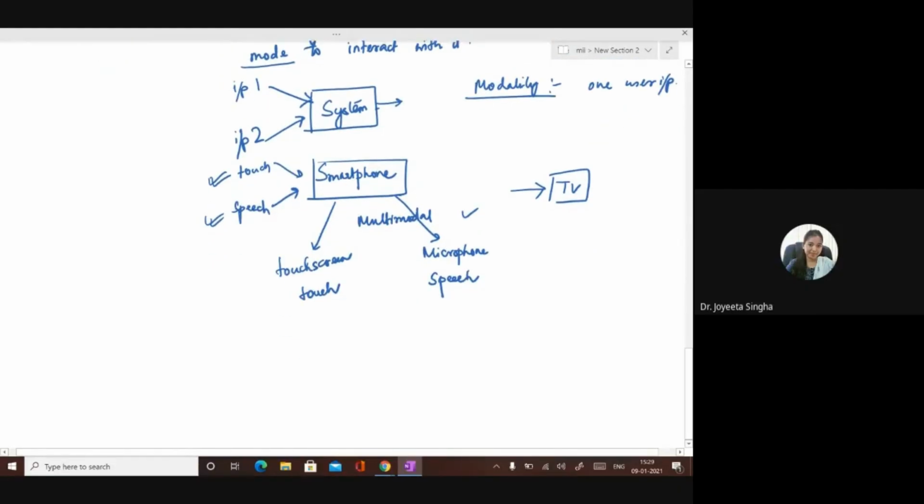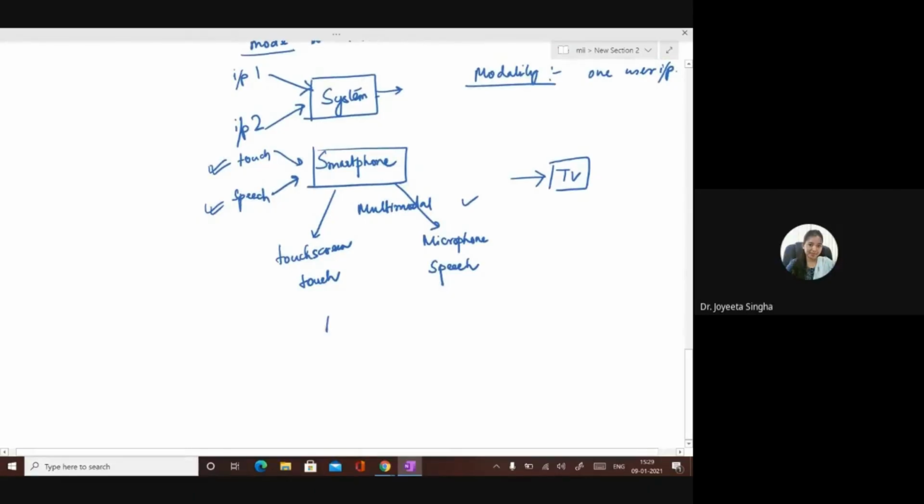You also have another example, say your robot. A robot which can interact with input such as speech, or gesture, or anything. In order to operate this particular system, it is also known as multimodal, because you are using different modalities as input to operate the system.